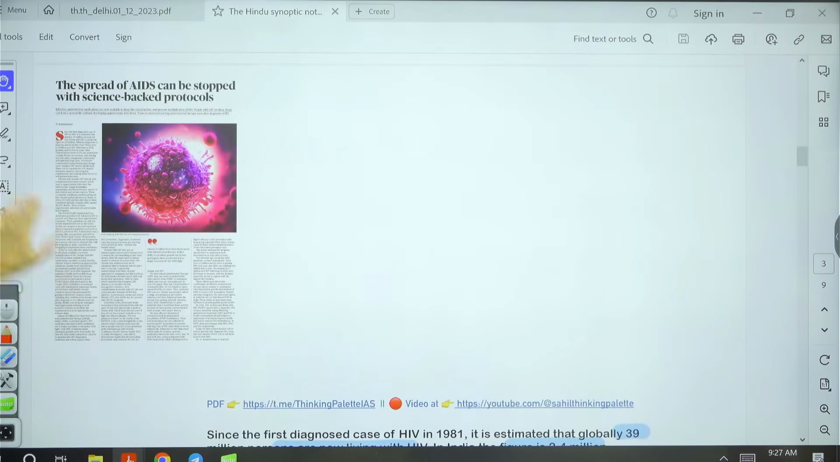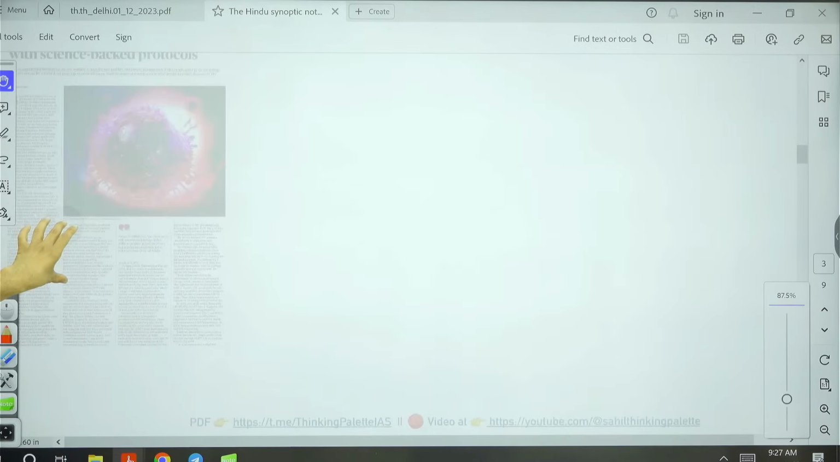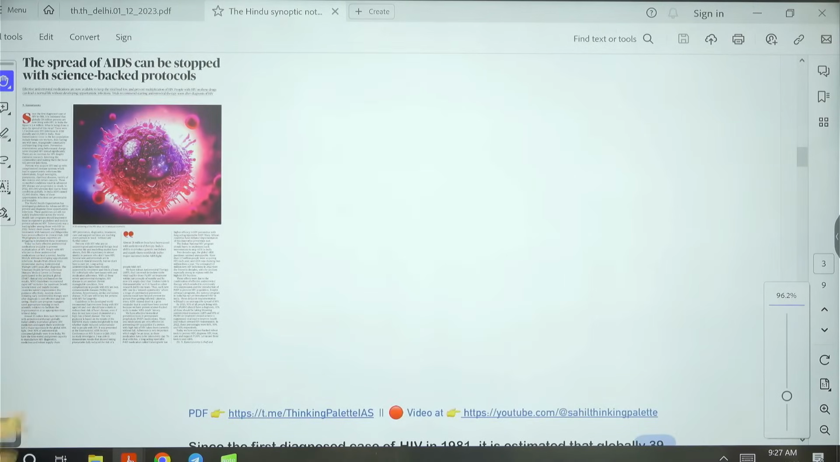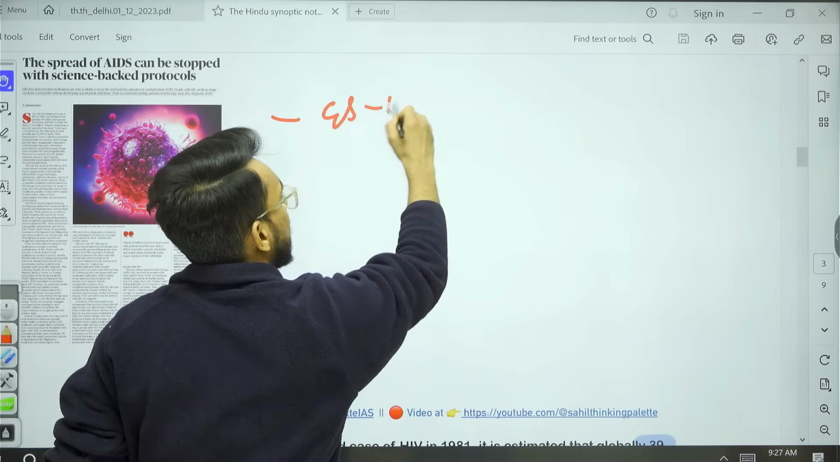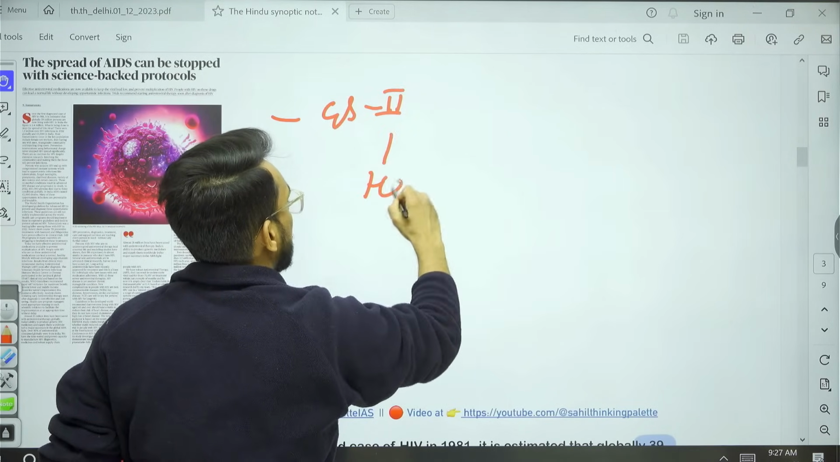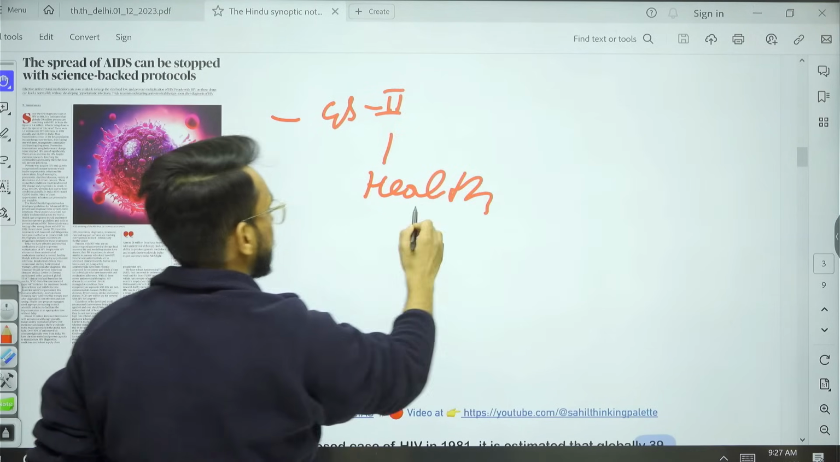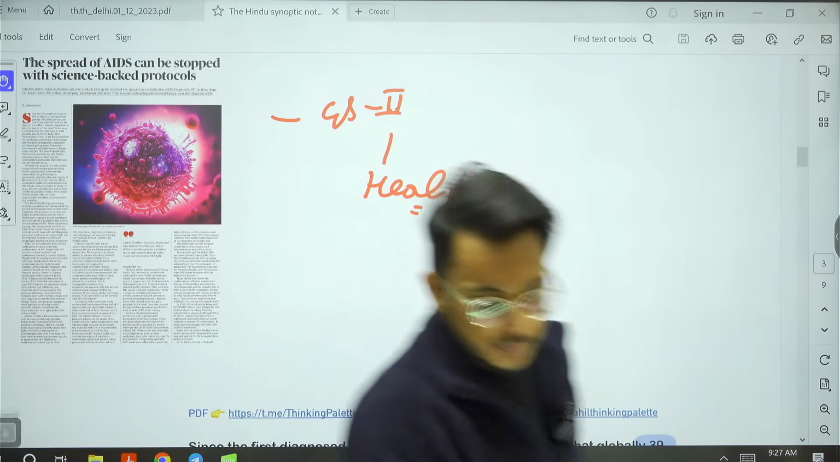Then okay, let's take the first article for today. The spread of AIDS can be stopped with science-backed protocols. Now this particular article we will take with respect to GS paper number 2, health and related issues.